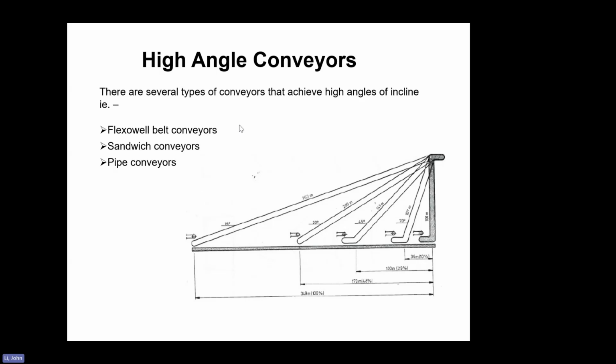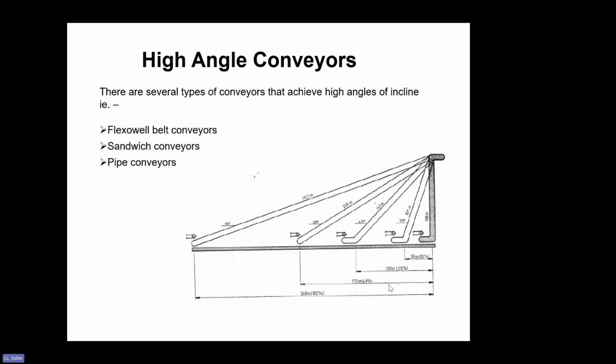Okay, the second one is the high angle belt conveyor. Mainly we have flexwell belt conveyors, sandwich conveyors and pipe conveyors. Most often we use the flexwell belt conveyor in industry. Sandwich and pipe conveyors are not usually used. We have one pipe conveyor in North Vancouver at Neptune Terminal for potash. But pipe conveyors in Canada total less than 10, so not too many.